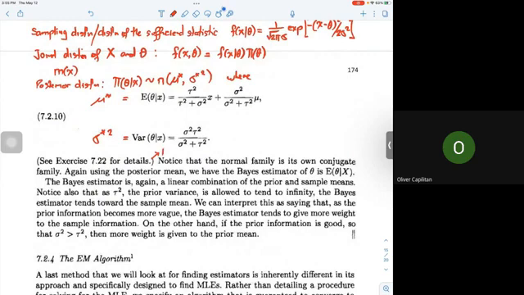PS to, problem set, no? Isa. Notice that the normal family is its own conjugate family. So again, no? We have a prior distribution coming from a normal family, and then we obtain in this example the posterior distribution also belongs to the normal family. So again, using the posterior mean, we have the base estimator of our parameter theta. Here, the mean of the posterior.